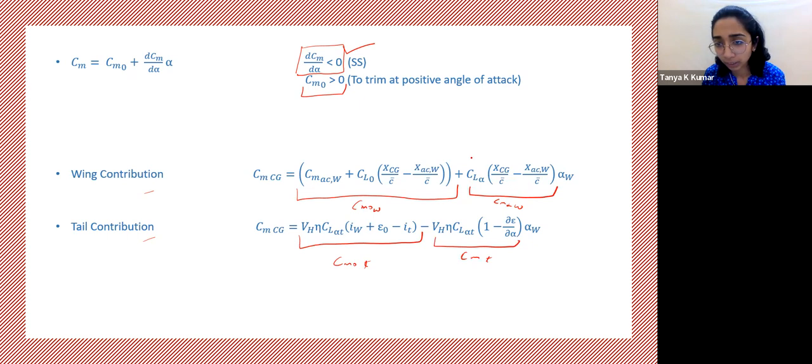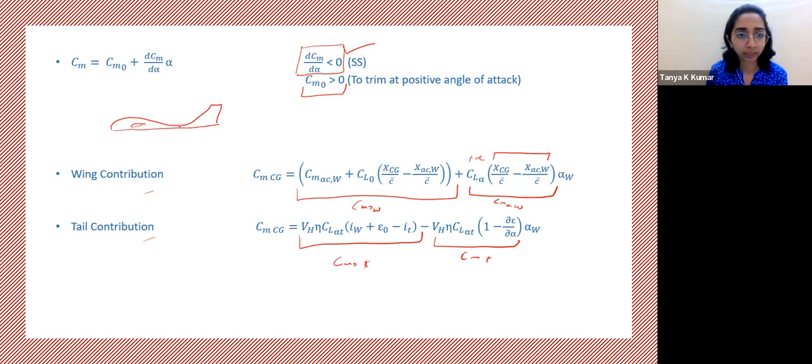Now you need Cm alpha to be less than 0. This term is positive. The alpha wing doesn't come in Cm alpha. The sign of the entire Cm alpha is governed by this term. For a typical aircraft, suppose you have the wing here, and a tail here. This is the CG of the aircraft. XCG is the distance from some reference point to the CG. Let's take our reference point to be here. This distance is XCG.